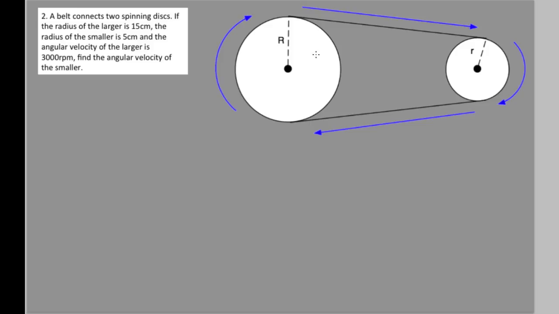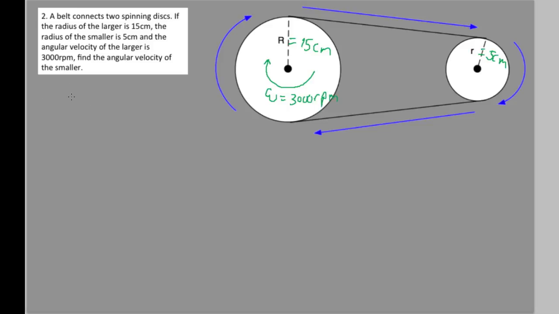The last example involves two spinning discs with a belt connecting both of them. We're told that the first disc has a radius of 15 centimeters, the second disc has a radius of 5 centimeters, and the first one has an angular velocity of 3,000 RPM.